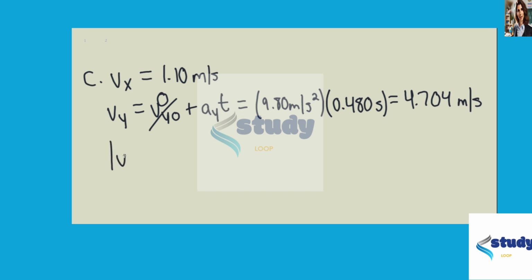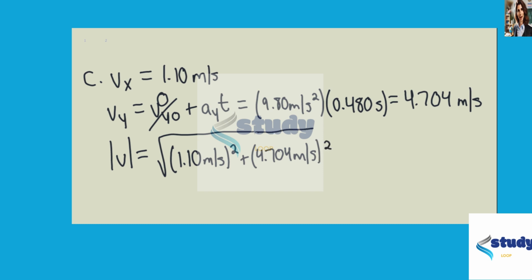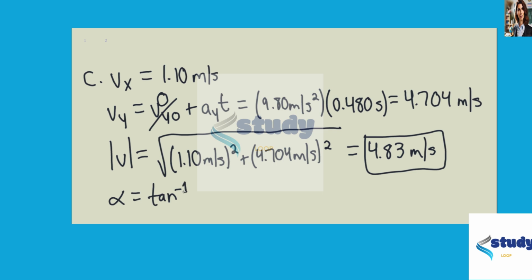To find the magnitude of the final velocity, this would be equal to the square root of 1.10 meters per second squared plus 4.704 meters per second quantity squared. And we find that this equals 4.83 meters per second. So this would be the magnitude of the final velocity. Then to find the angle, this would be arctan of the y component divided by the x component. And we find that this equals 76.8 degrees.